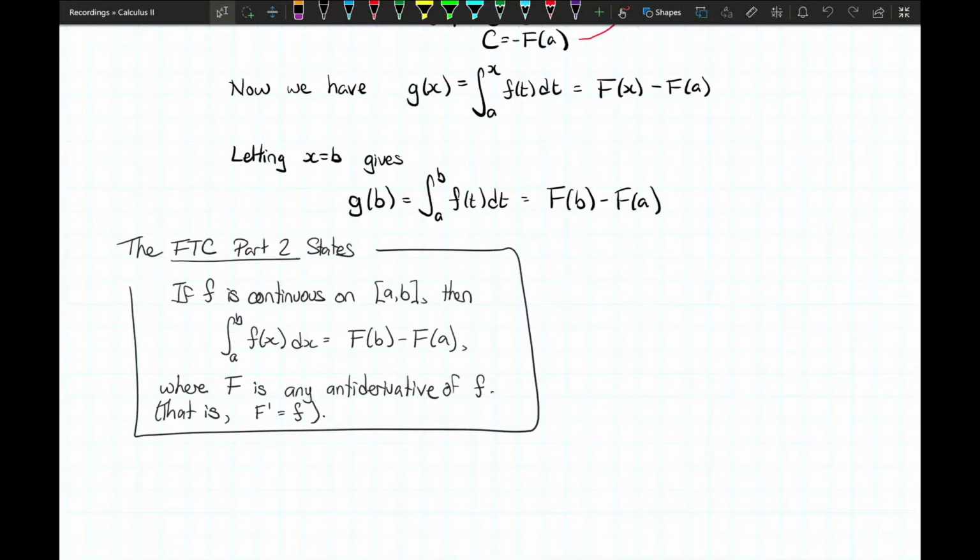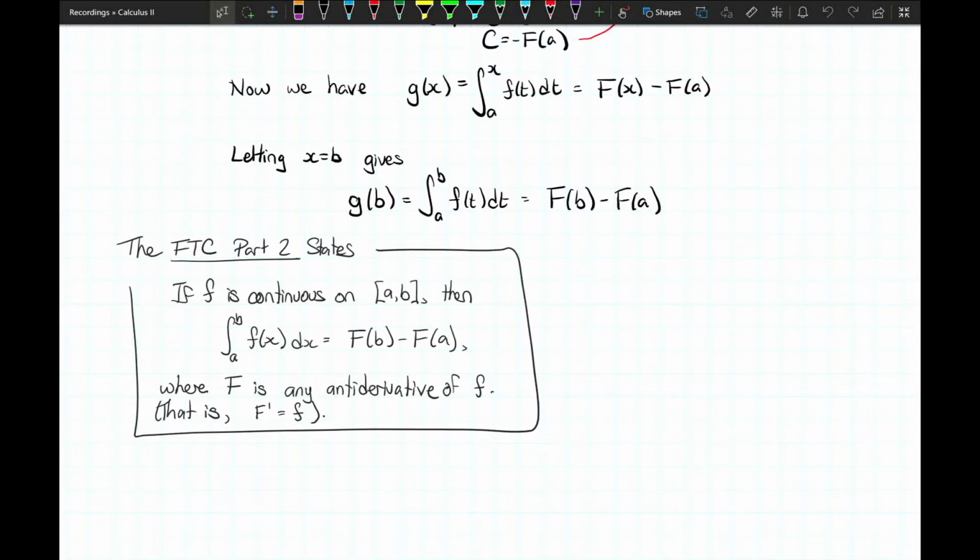Once again, we have this condition. If f is continuous on the closed interval from a to b, then the definite integral of f from a to b is equal to an antiderivative capital F evaluated at b minus the antiderivative evaluated at a. And it can be any antiderivative.